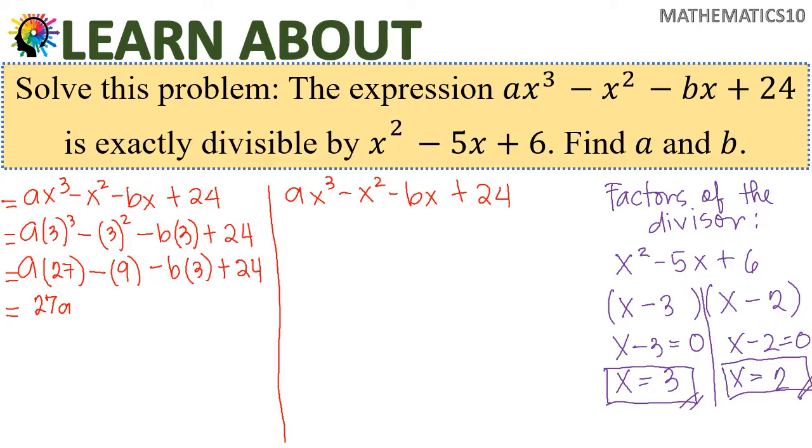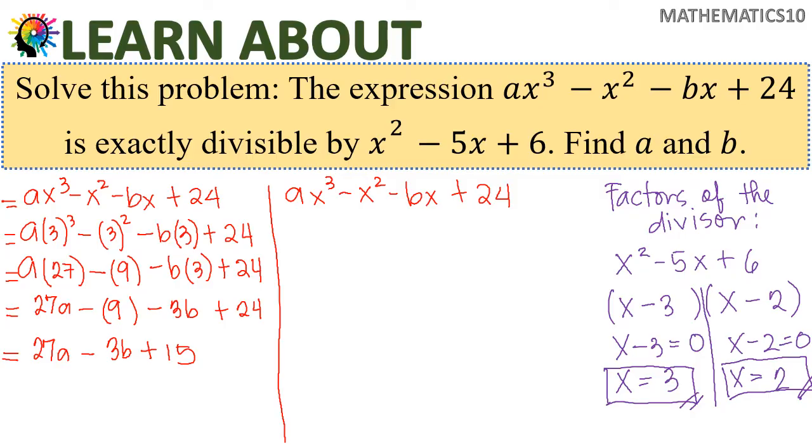And of course, I'll just simply copy the negative 9 here. Minus 9. And 3 times b, of course, we will have 3b and then 24. And as you can see, we can combine like terms here, because we do have like terms which are 9 and 24. So I'll just set aside first the terms which have a variable a and b, so 27a and negative 3b. So negative 9 plus 24, the answer is positive 15.